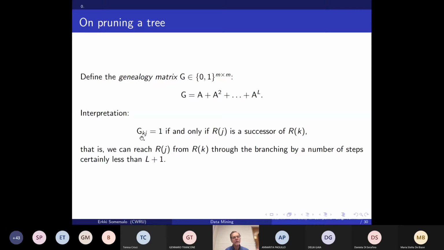So that's the genealogy matrix. The genealogy matrix simply tells you which nodes are below your chosen node. And when you do the pruning, when you're cutting at one node, you want to remove all the nodes which are below that node that you have chosen. So you take the genealogy matrix and go to the kth row, and there you can read all the nodes that you need to remove, because those are the successors of Rk. So G_kj tells you that if you branch through the tree, you arrive at one of the, let's say, leaves at the end, which are below Rk at Rj. But G also lists all the nodes which are not leaves, but which are under the kth node that you have chosen.